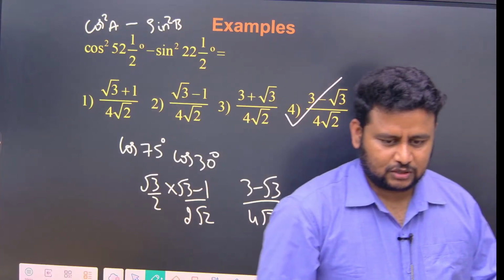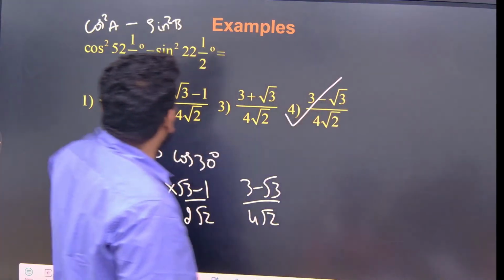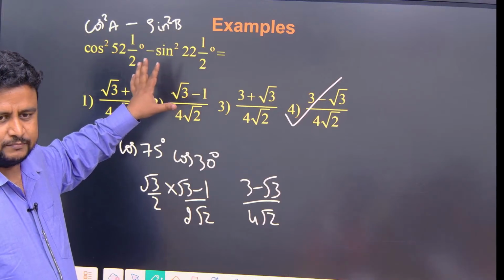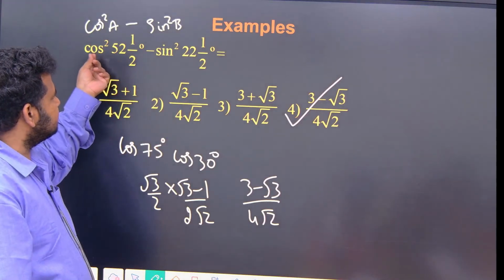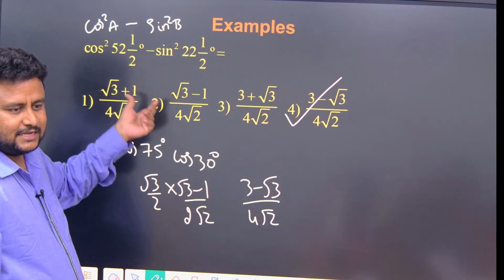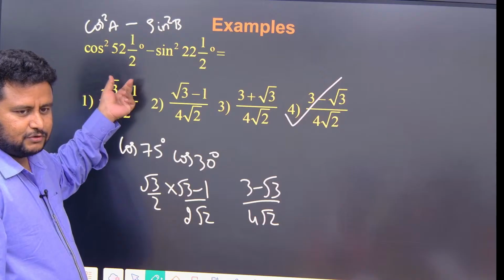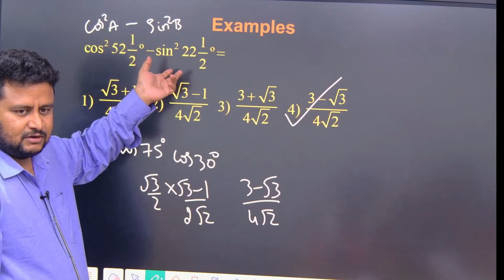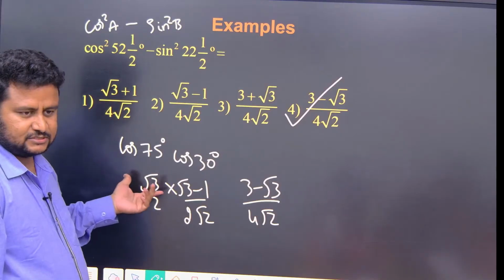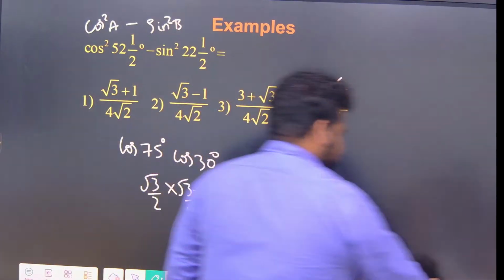Clear? Understood? So this is an important result, and they asked the question directly. Otherwise, you would apply A square minus B square equals A plus B into A minus B, and then do other methods. That will take a lot of time. This is easy, so you should know the results. Clear? Okay, next one.